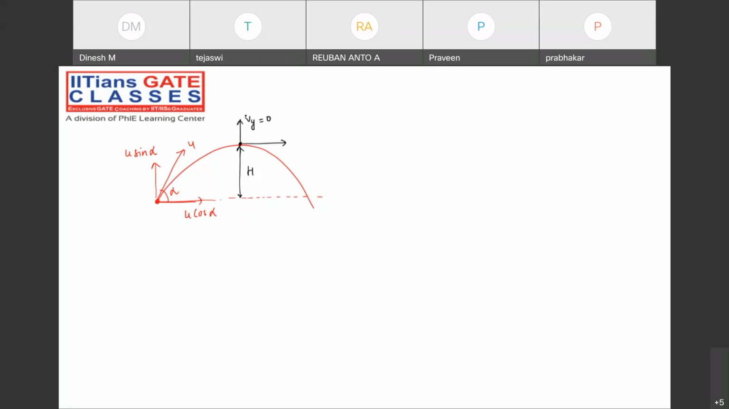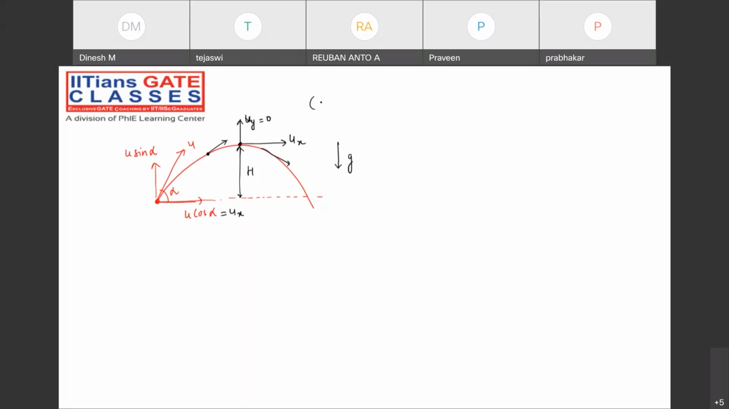Vy will be 0, or uy will be 0. It will only have the ux component. At any point of time on the path, it has two components like this. But when it is exactly at the top of the path, it has only one velocity, in the linear direction, not in the vertical direction, right?